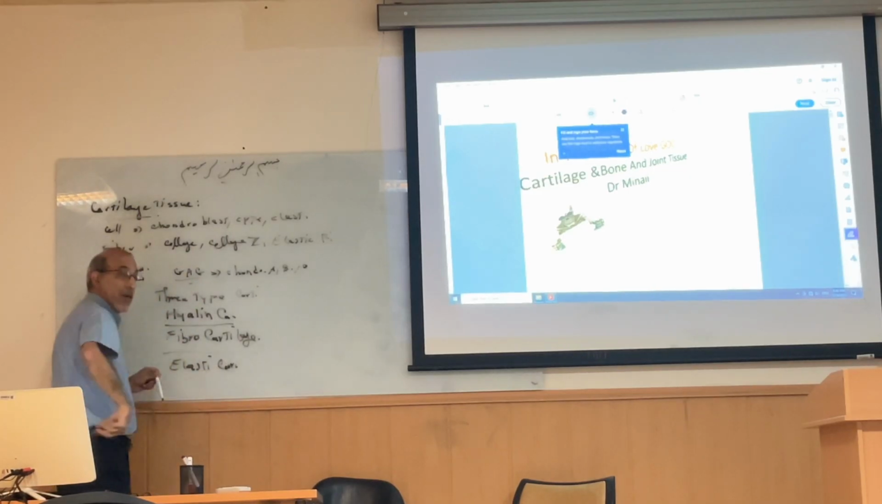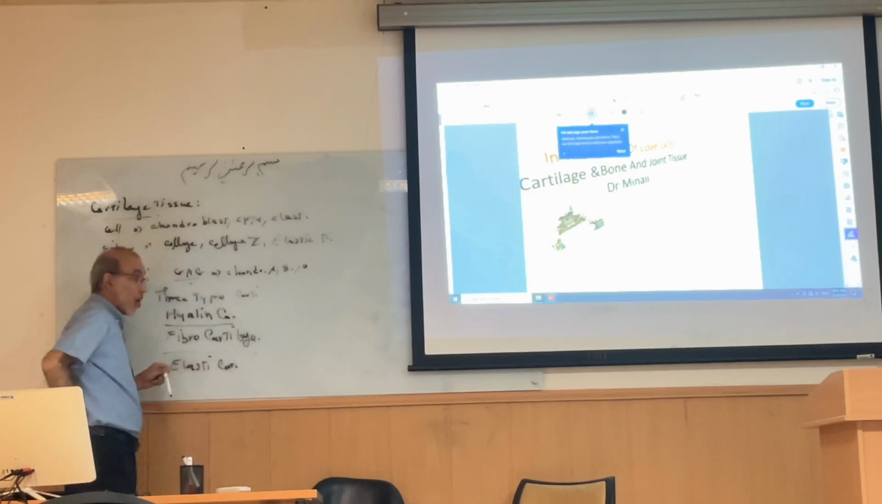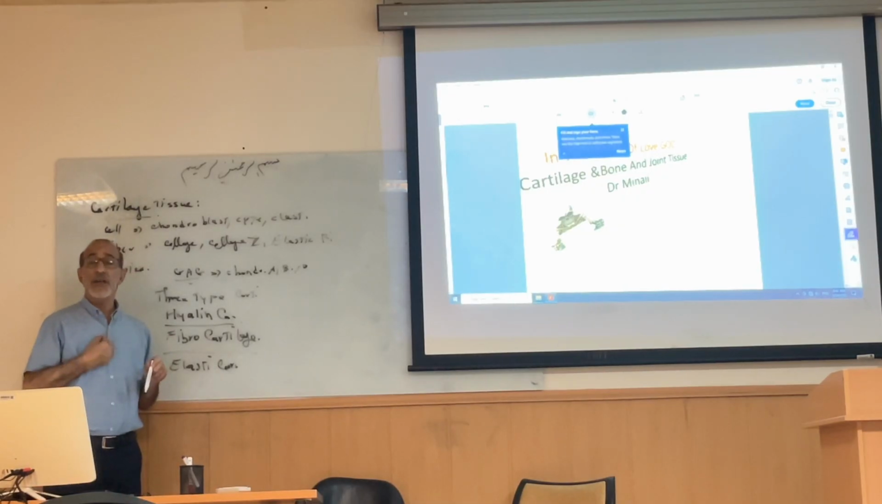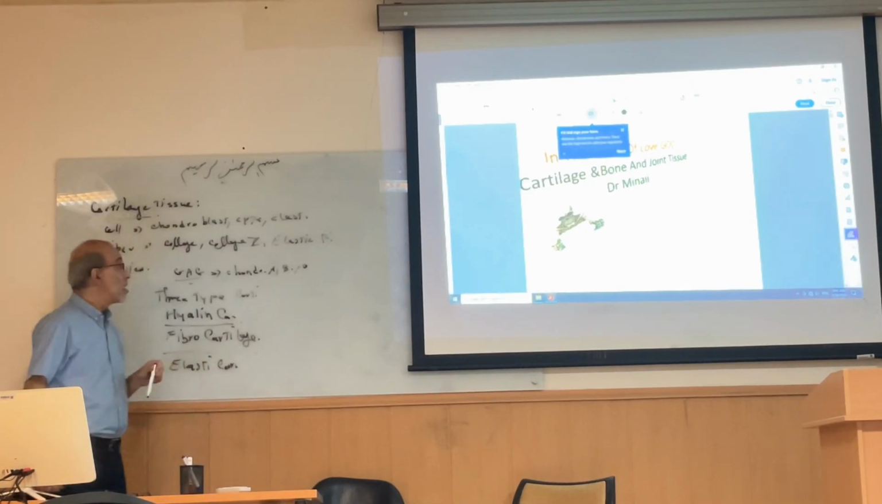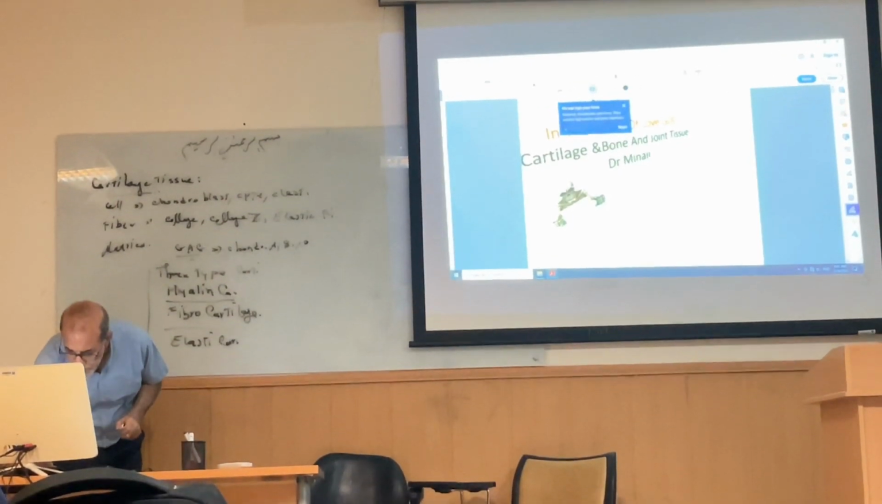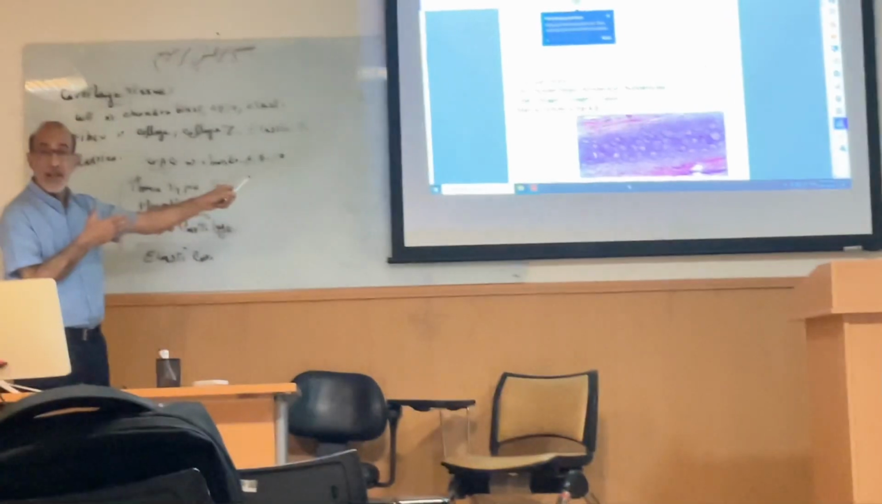Fibrocartilage, for example, is found between the vertebrae. Bone, and hyaline cartilage. Hyaline cartilage, for example, is in the thorax. We have a sternum and ribs. The rib bone is joined to the sternum by hyaline cartilage. Very good. This is the structure of cartilage.